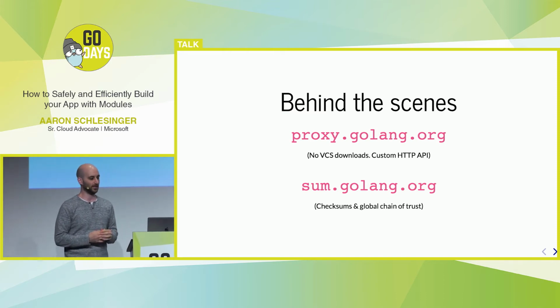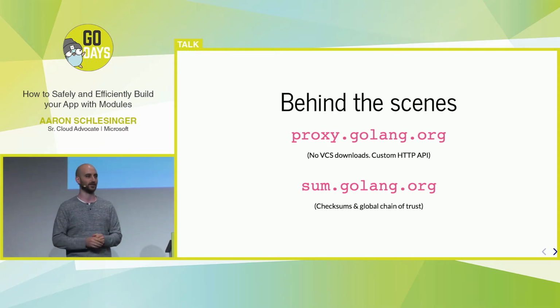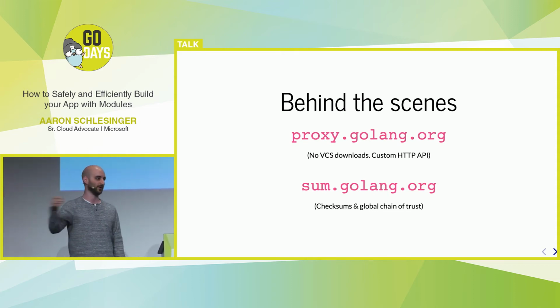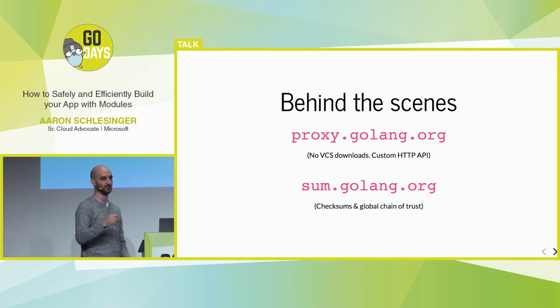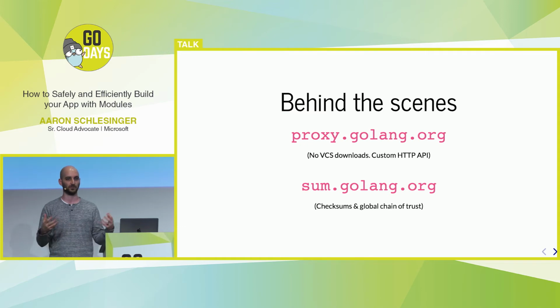So I call it a global chain of trust because basically it is an auditable database that tracks the provenance of a module from the first time it was seen on the internet all the way to the very first time you do a go get to bring that module source code into your application.